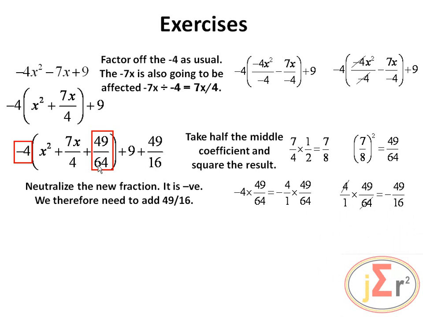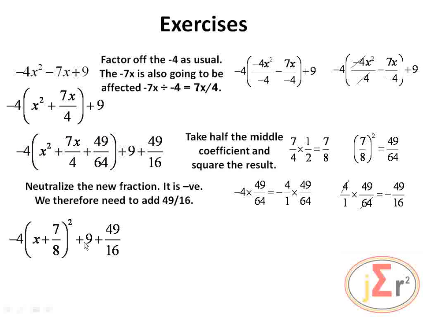This is our new term that was not there before. We need to get rid of this 49 over 64. But before we can do that, we have to remember that it was multiplied by a negative 4 at first. So we need to see what its overall contribution to the entire problem is: a negative 49 over 16. So we're going to add 49 over 16 right there.